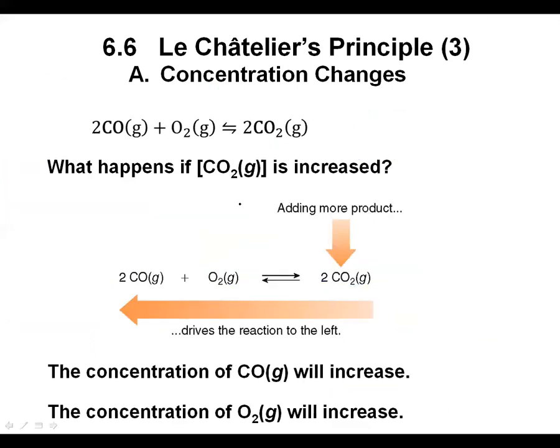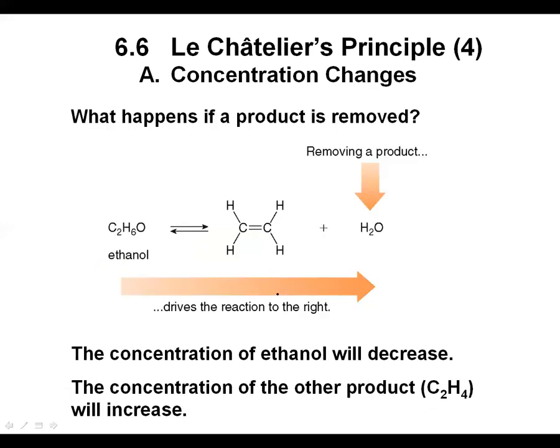So again, as we were just talking about here, if we increased our CO2, it's going to shift away, so it should shift the equilibrium, like we talked about, to the left, which means, again, the O2 concentration should increase. The amount of CO will also increase as well because of that shift. And here again is that removal.